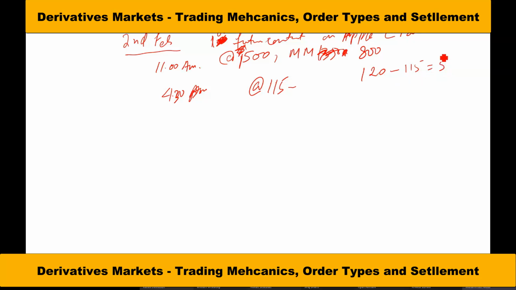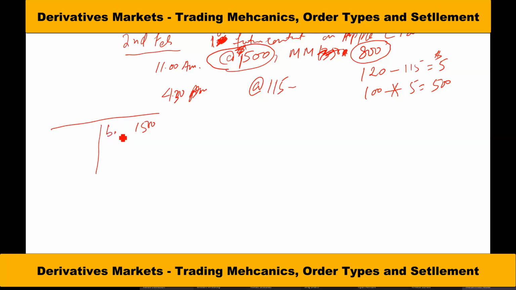So I have lost $5 per share, and I have 100 shares in the future contract. So 100 multiplied by 5, that means my loss is 500. So my initial margin deposited was 1,500 and my maintenance margin is 800. So the exchange has my account where I have 1,500 as balance at the start. I lost 500. So my closing balance is how much?